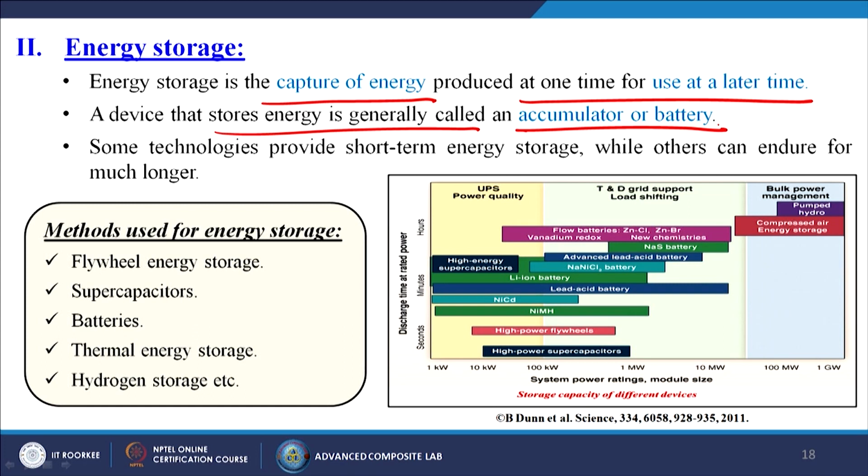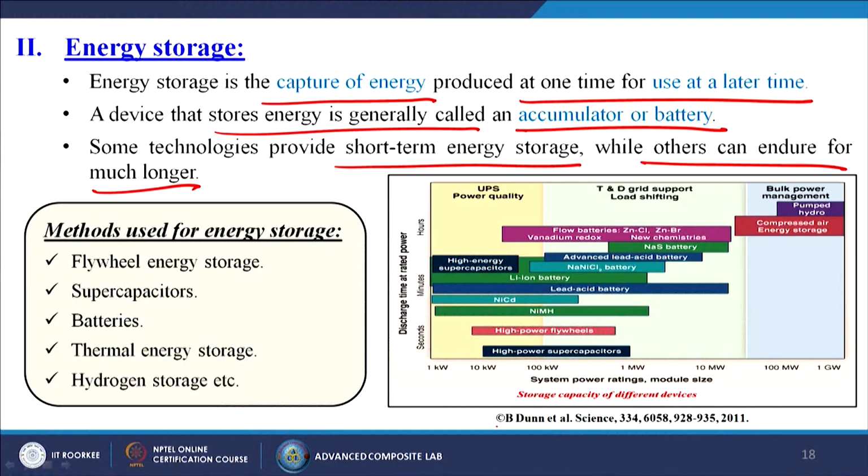Some technologies provide short term energy storage, while others can endure for much longer. There are also several methods available for energy storage systems. One is flywheel energy storage, then supercapacitors, batteries, thermal energy storage and hydrogen storage systems. Now, you can see that a scientist, D. Bunn, who published a paper in Science in 2011, has shown us how the energy generation is changing.